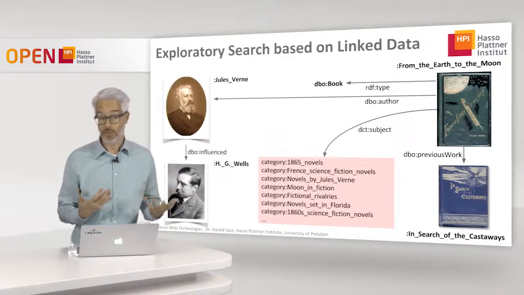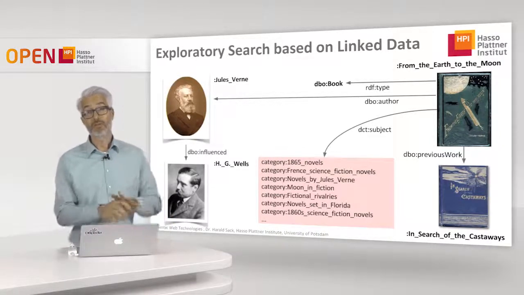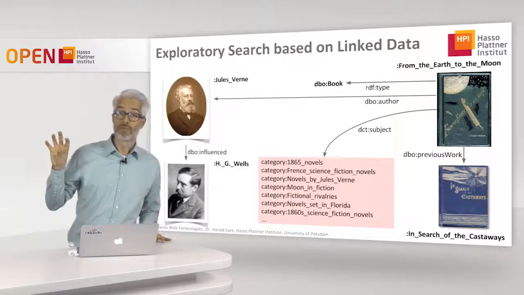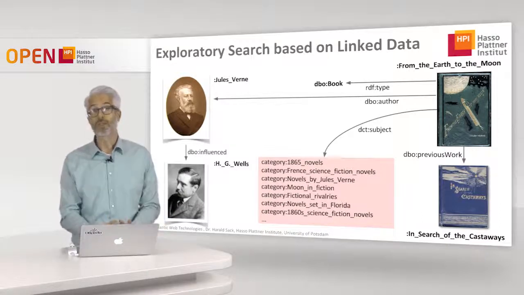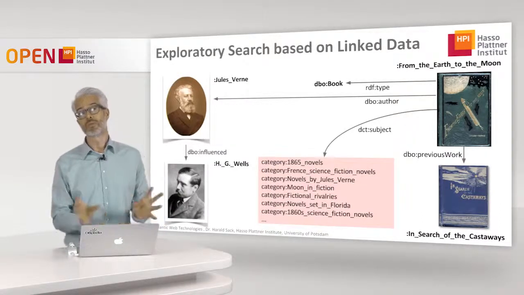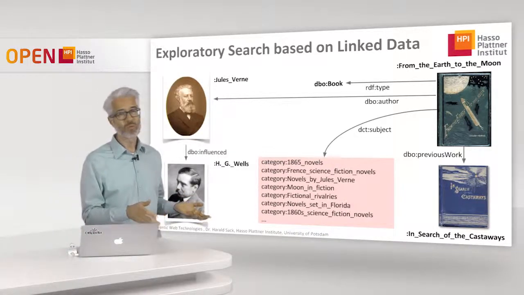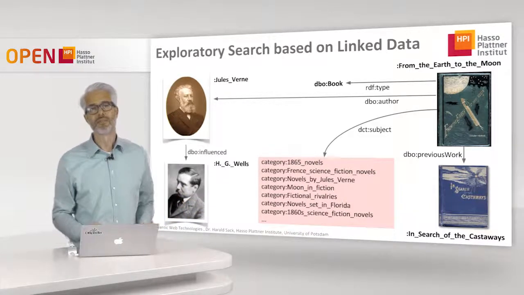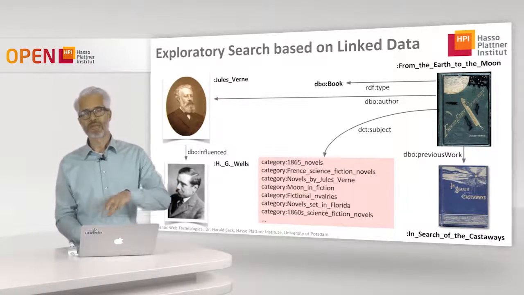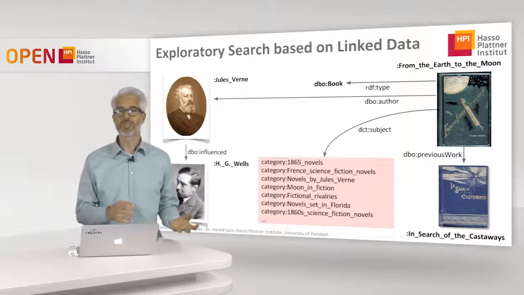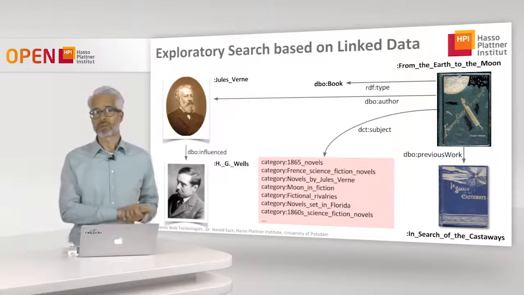But now the question is, how can we achieve our exploration? So the exploratory search goal. So of course we can take into account all the relations among our first found entity From the Earth to the Moon to all the other entities within the knowledge base. So we can find out that what we have looked for, or the thing in our consideration, is a book. We can find out who is the author of the book. We can find out, for example, who is influenced or who has been influenced by that author. And we can also find other books that are somehow in relation with our book.